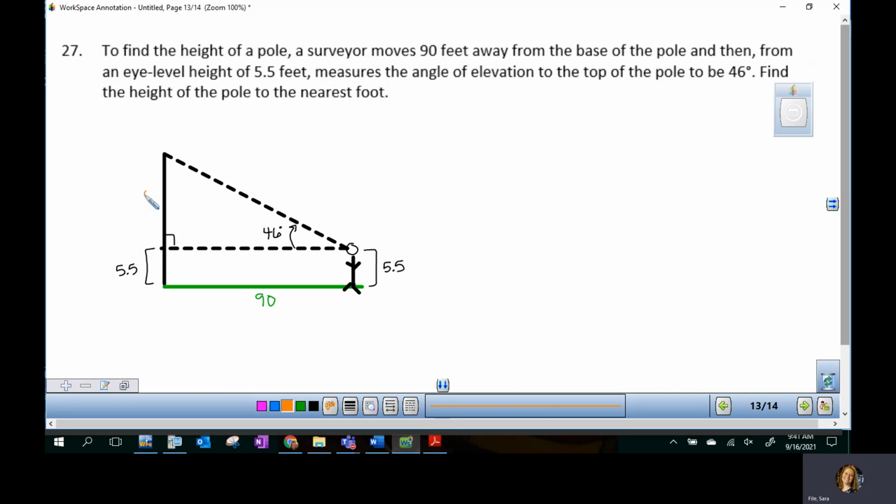I'm going to look for the opposite side here, knowing the adjacent side. That's tangent. Opposite is unknown, adjacent is 90. So the numerator is missing, we multiply. So 90 times tangent of 46.